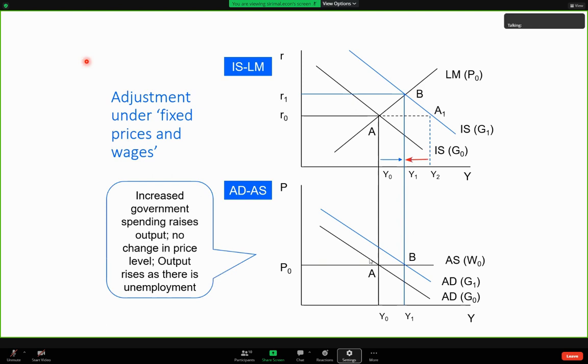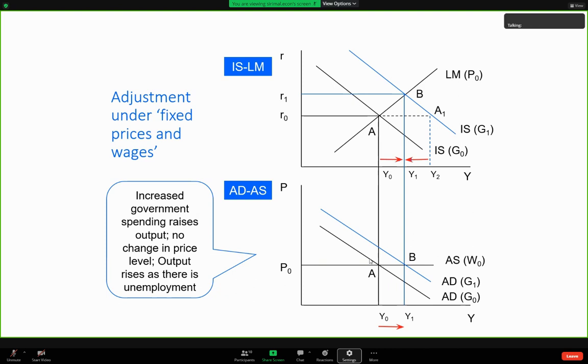The conclusion under this assumption of fixed prices and wages: increased government spending increases output. Where is output? Output is here. And output has gone up. Output has gone up in the first graph also to this extent. Why does output rise? Because there is unemployment at equilibrium in Keynesian view. So this is consistent with the Keynesian idea.